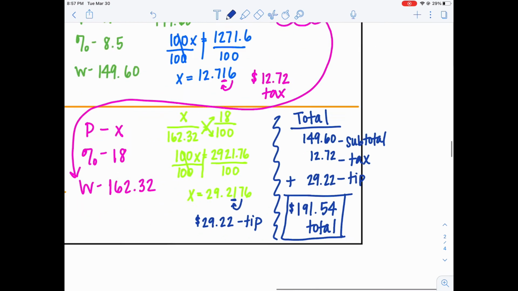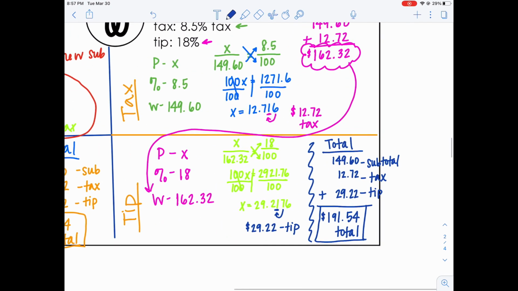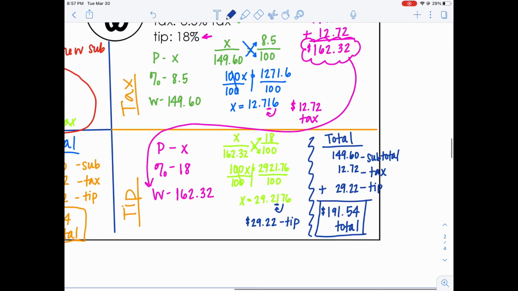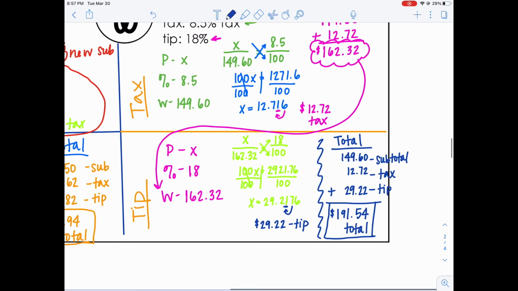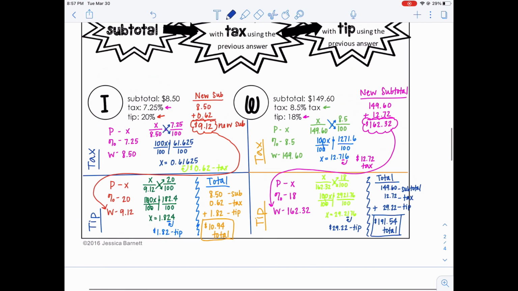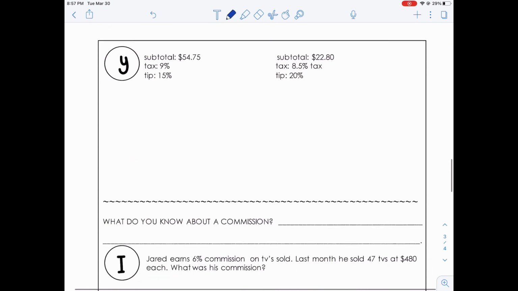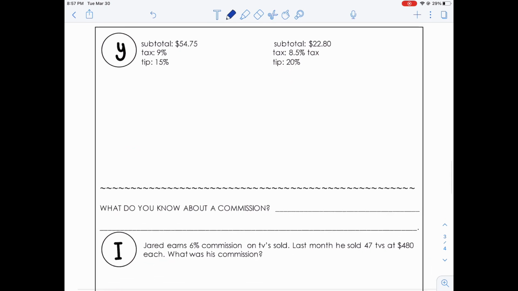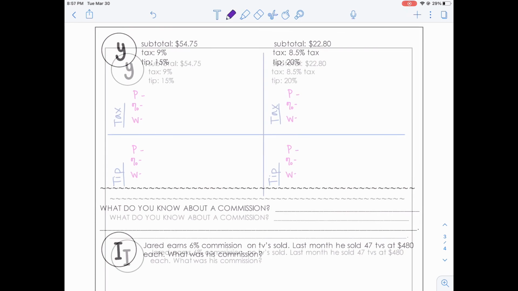Now you will notice that I have been labeling which ones are tax and tip so that when I go through and find the total, I know what I'm looking for. There are 2 more problems. Go ahead and try those next 2 on your own, and then we'll pause the video. You'll do them on your own. Once you're finished doing them, unpause the video, and then we can go over them together.